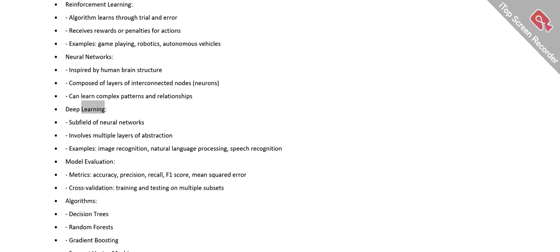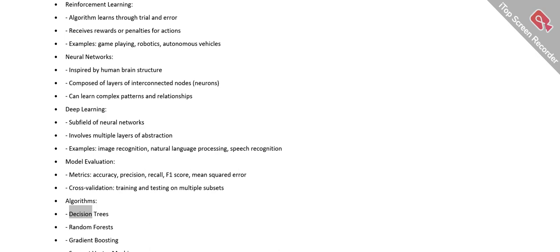Deep learning. Subfield of neural networks. Involves multiple layers of abstraction. Examples: image recognition, natural language processing, speech recognition. Model evaluation. Metrics: accuracy, precision, recall, F1 score, mean squared error. Cross-validation: training and testing on multiple subsets.